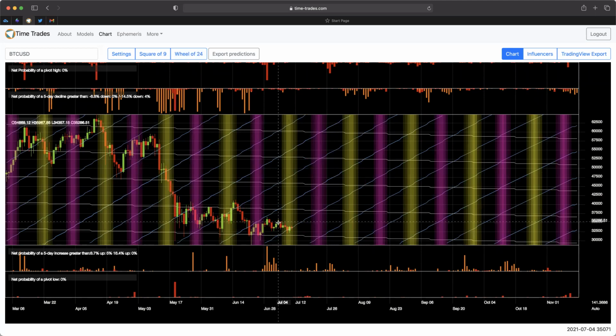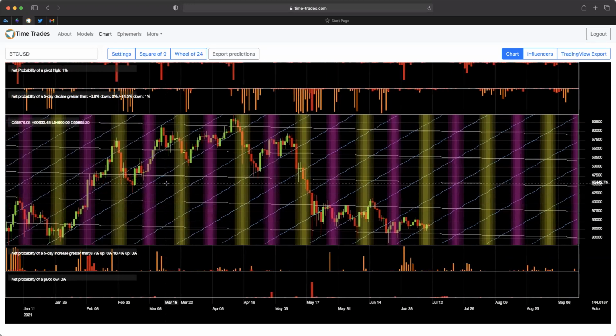And here we are on July 4th, and we get a local top. Here we are on June 14th, and we get a local top. Here we are on May 27th, we get a local top. Here we are on May 8th, and we get a local top. Here we are on April 20th, another local top. Here we are on April 1st, same thing. March 14th, same thing.